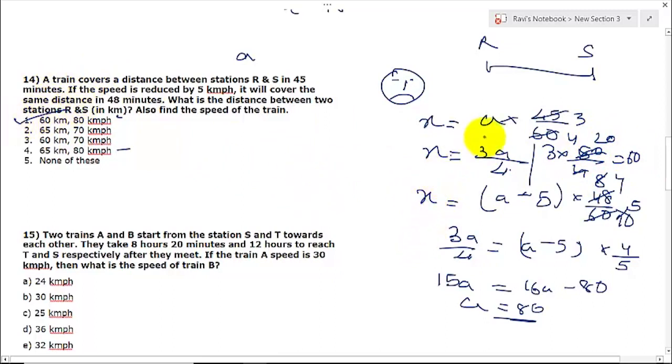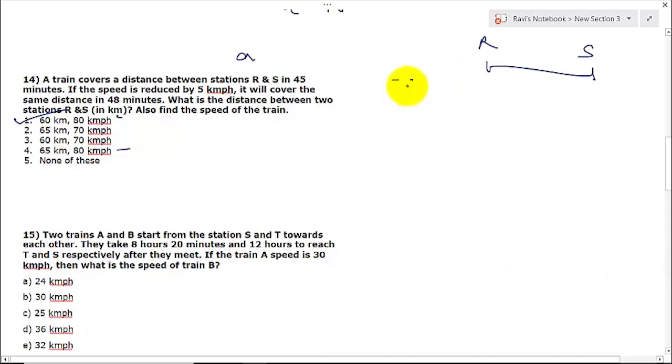But this is not how we are going to solve this problem. In the exam you won't have this much time to solve all these equations and find the value. So we are going to take a different approach. I'll show you how this person is going to solve the problem, okay.